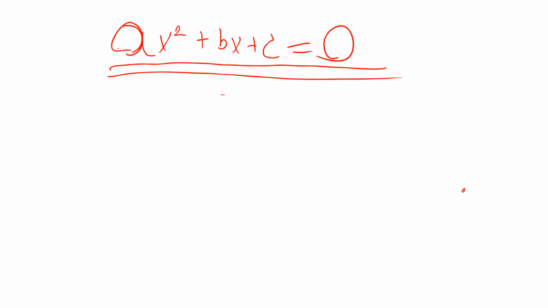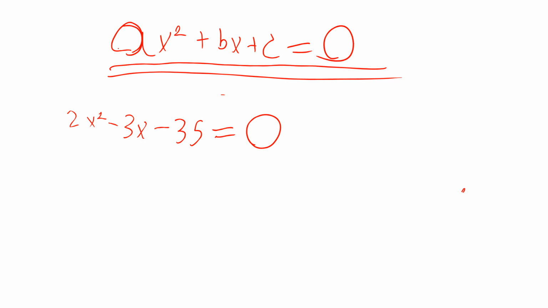Let's say we have 2x squared minus 3x minus 35 is equal to 0. And if we have this quadratic, well, first what we're going to do is... when we have quadratics of this form, we have a different way of dealing with these quadratics.